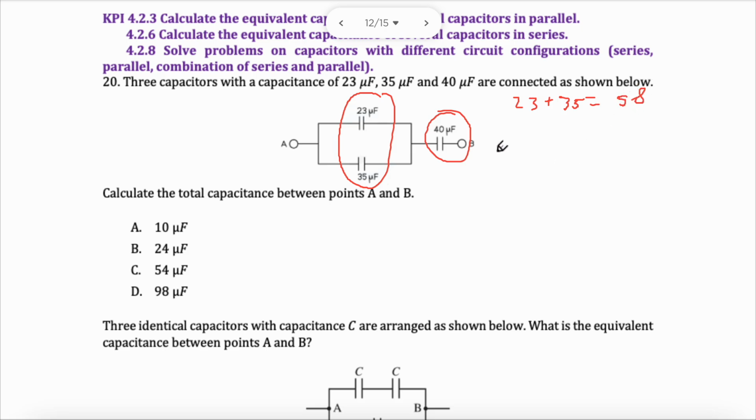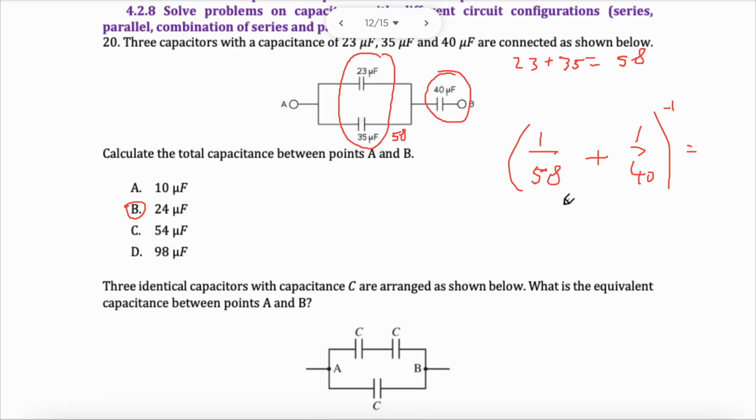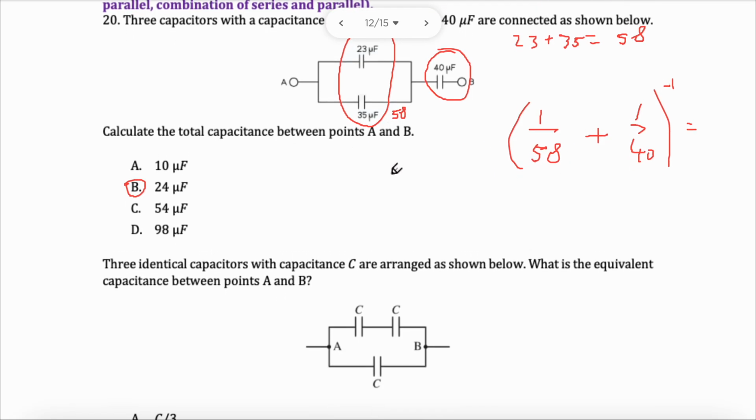58. I'm going to now find the total capacitance in series. This is 58. I must use the 1 over rule. 1 over 58 plus 1 over 40, in a bracket, minus 1. Same trick works for capacitors as it does for resistors. If I was to put that into my calculator just to speed things along, let's get the answer. It is 24 micro, so 0.000024. 24 microfarads, 24 times 10 to the minus 6. Very nice. That's the total capacitance.